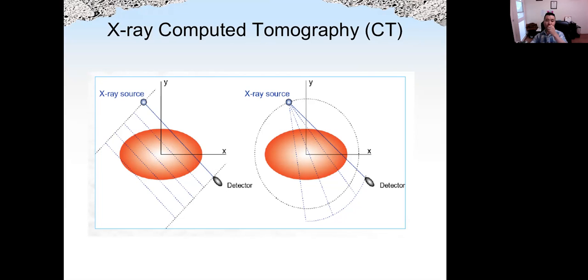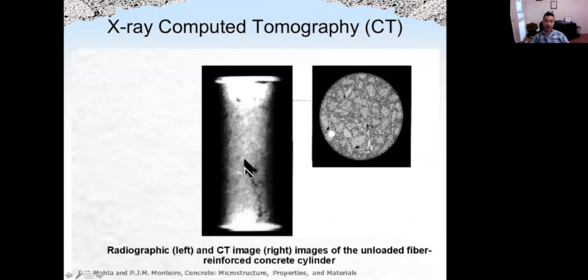Of course, we can only use this in the lab because the CT machine is very big, and also we have radiation. So we cannot use that in the field, only in the lab. Also we have a limitation on the size of the specimen due to the limitation of the CT machine. Anyhow, let's look at some examples.